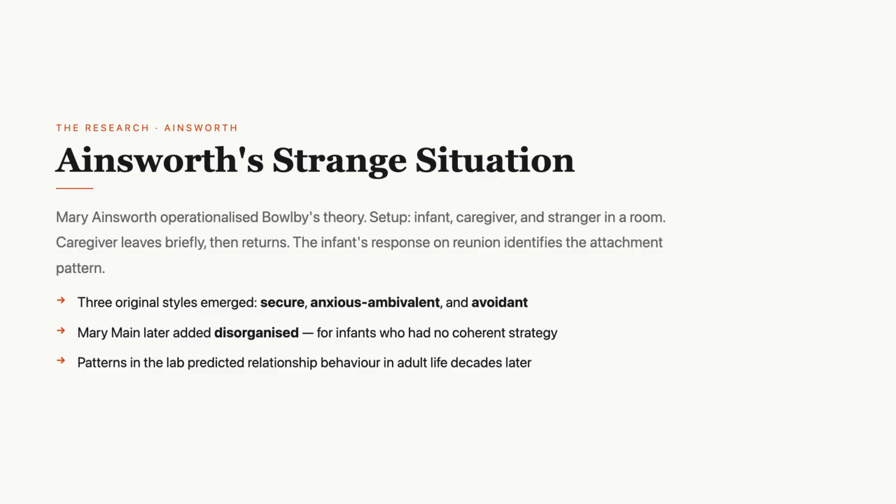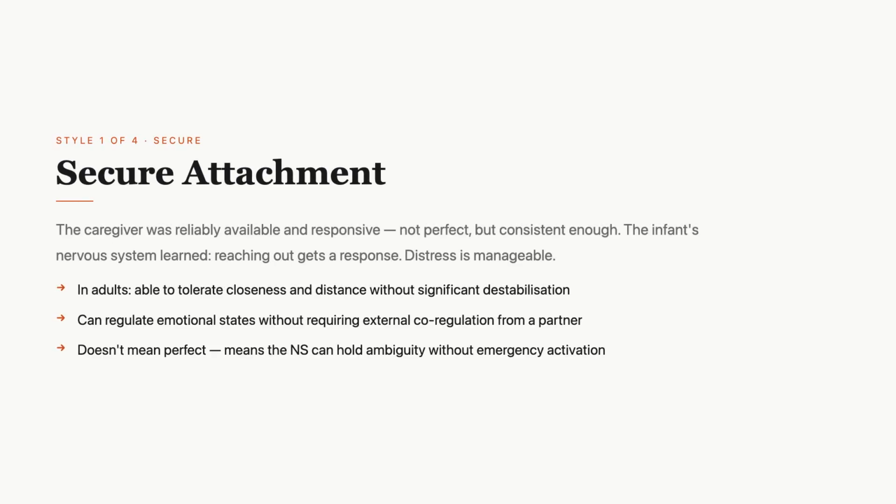Secure: the caregiver was reliably available and responsive, not perfect, but consistent enough. The infant's nervous system learned: reaching out gets a response. Distress is manageable. The caregiver can be returned to. In adult relationships, able to tolerate closeness and distance without significant destabilization. Can regulate emotional states without external co-regulation.